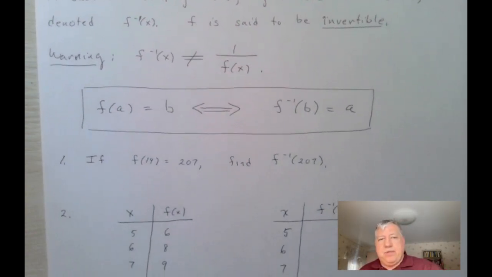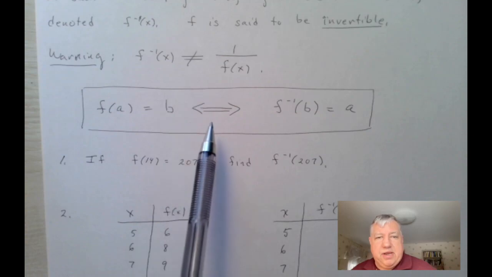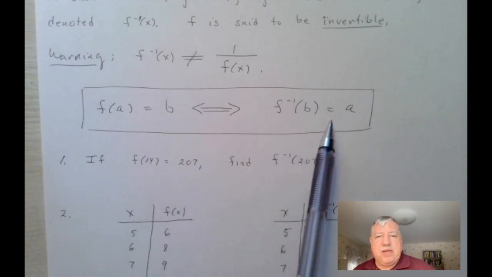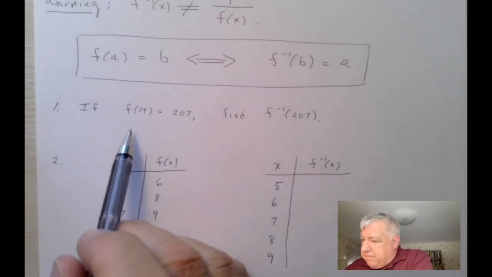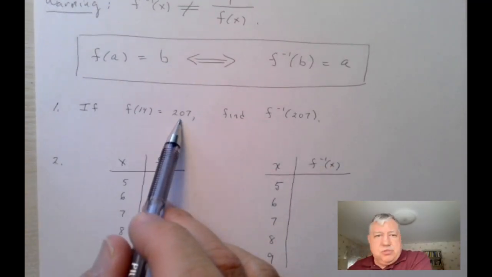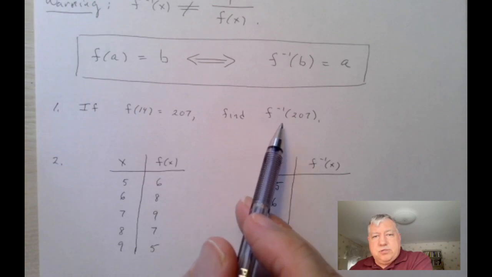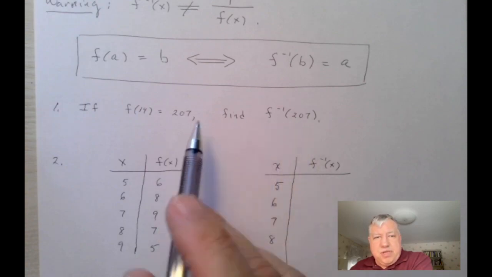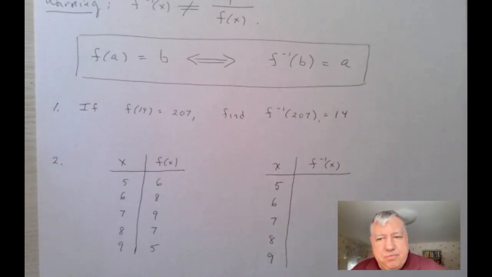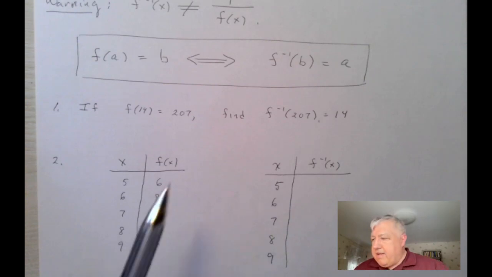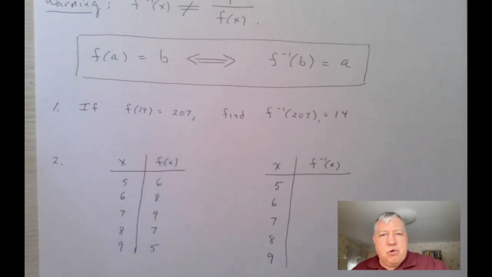The way to keep this in mind is that f of a equals b if and only if f inverse of b equals a. That's really how you want to think about inverses of functions. The inputs and the outputs are exchanged. So, for example, if f of 14 equals 207, what's f inverse of 207? Well, this would just be equal to 14. We don't have to know anything about this function f except that it's invertible and that f of 14 is 207.